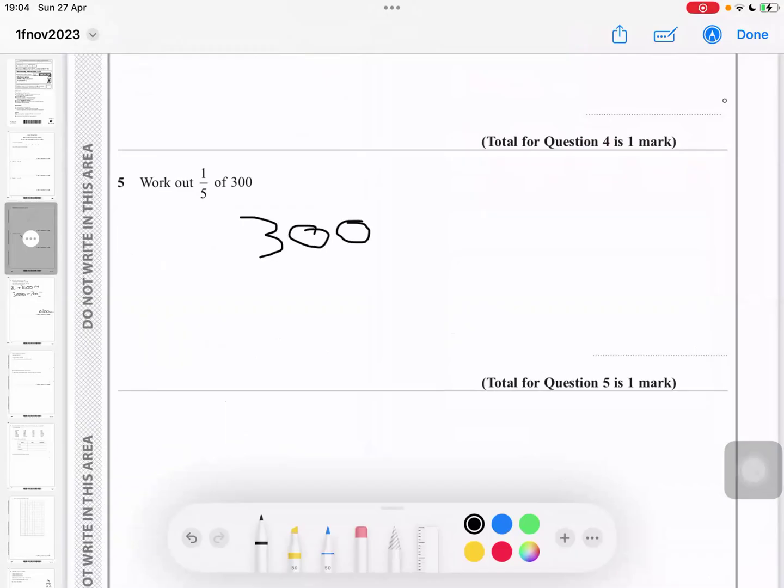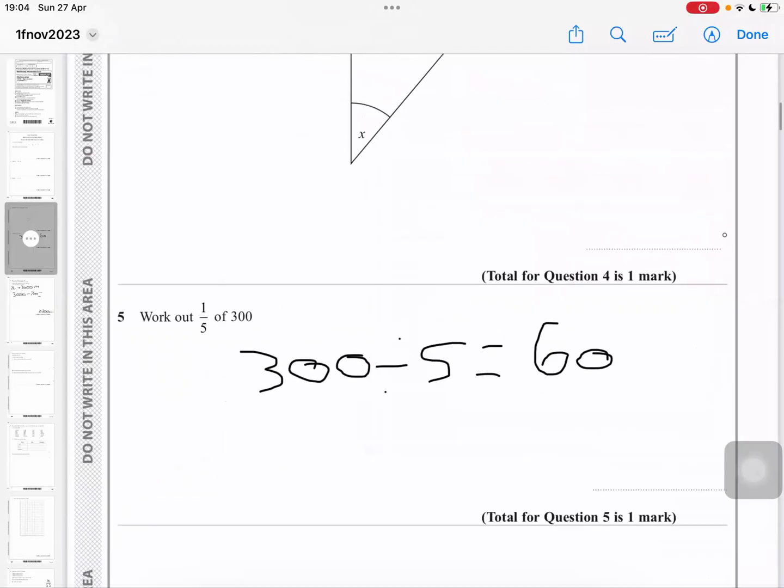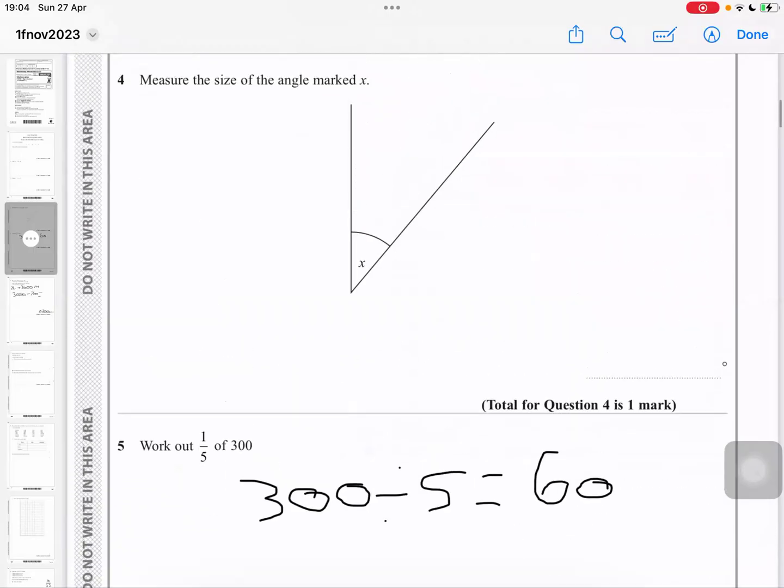Okay, this one is pretty easy, right? 1 over 5 of 300. That's 300 divided by 5. Yeah, that's 60. Yes, correct. Okay, we're moving on.